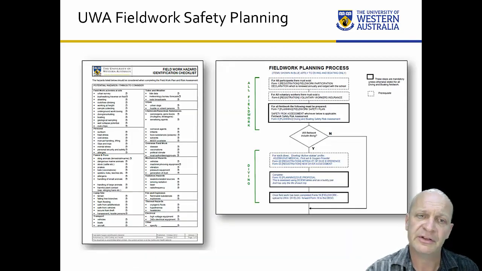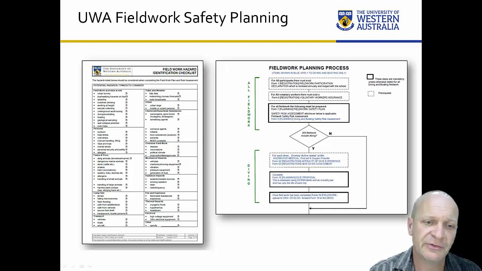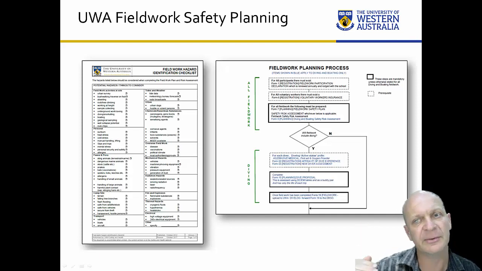So here is just a screenshot of some of the hazard identification checklist. UWA has all sorts of different things that you have to go through. You know, you're working in an urban area. Is it overseas fieldwork? Are there mechanical hazards? Fire fieldwork? All of those different kinds of things. And then as a planning process, put out as a kind of organogram, what are the different steps you have to follow in terms of what's happening.